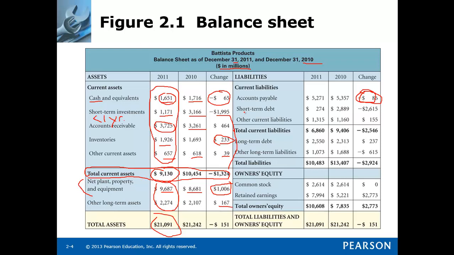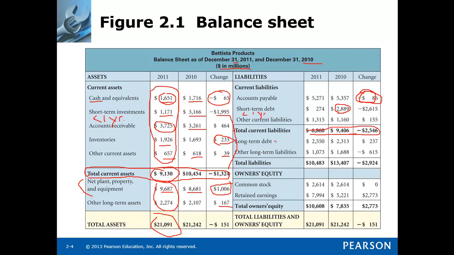Short-term debt, or debt that is going to expire in less than 1 year, has gone down significantly, about $2 billion, which told me that the company had a lot of short-term debt in 2010. This short-term debt may have been used to finance some of this plant and equipment. And then other current liabilities. Total current liabilities, just like total current assets, sums up the numbers in the column above.